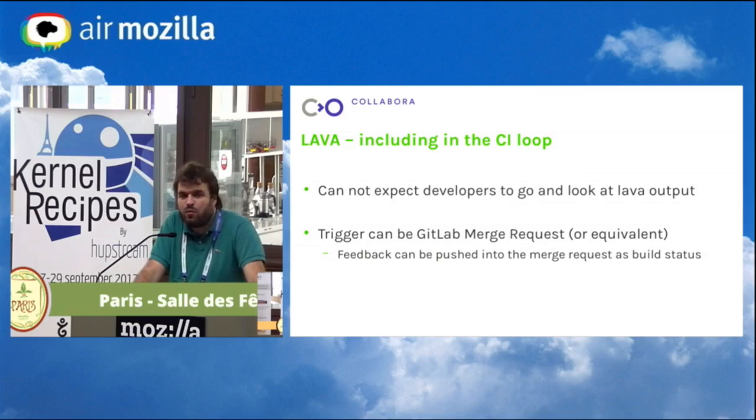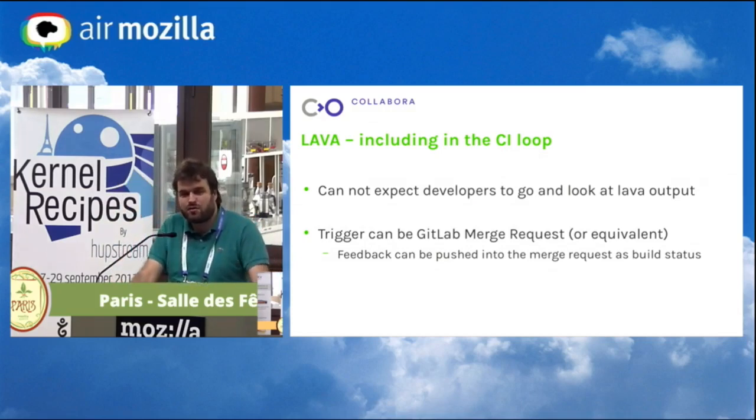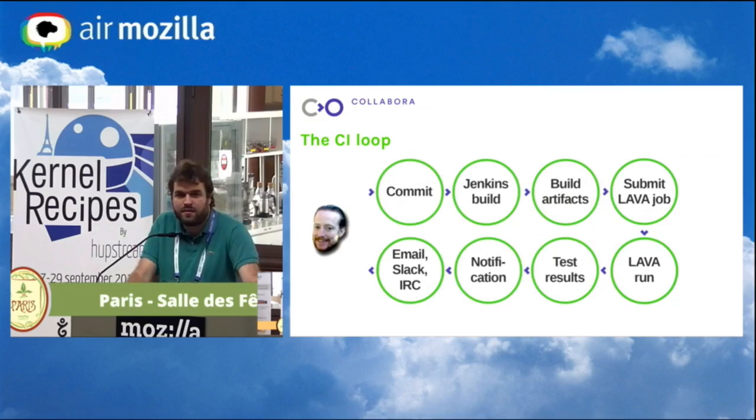This is why you want to give feedback back to the developer. For example, we use GitLab because it's nice and open source and everything. So we trigger it on a merge request, and then we can get the feedback back into the merge request so that the person who would do the merging has the feedback that this has passed or not. So this is a loop.